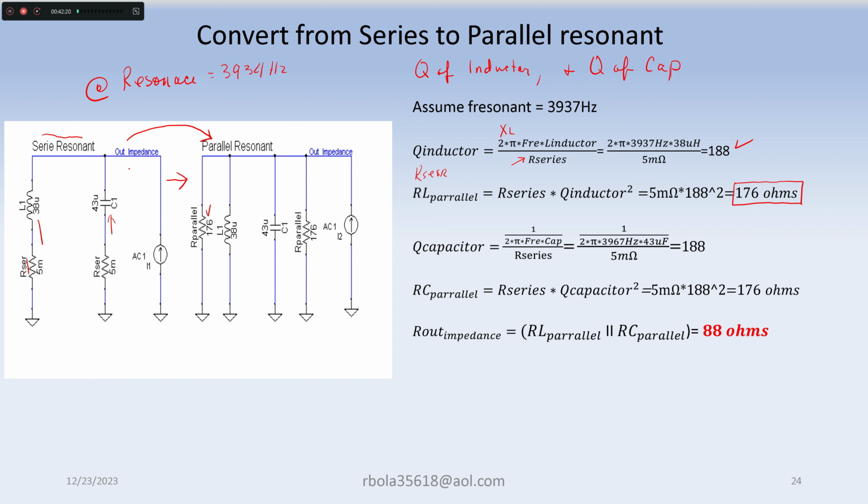And then we do the same thing with the capacitor. This is X of C, and I end up with the same Q value. And since I'm using the same ESR value, I end up with the same parallel resistance. So now you can combine these two. It's the RL in parallel with the RC, and that's where you get the 88 ohms impedance. So in case you were wondering where that came from, that's where it comes from.